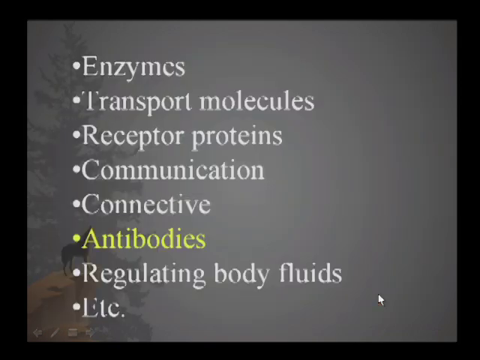And then our immune system, the antibodies of our immune system are composed of proteins. And then also proteins help regulate body fluids. They help control and keep fluid within our bloodstream and help return fluid to our bloodstream and so on. And other functions as well. So again, proteins have a lot of important functions, but all of those functions are dependent upon the shape of the protein.